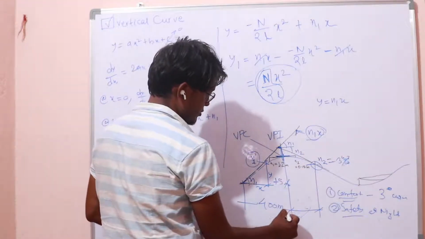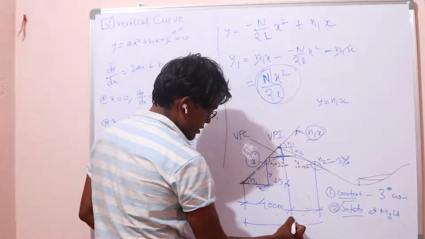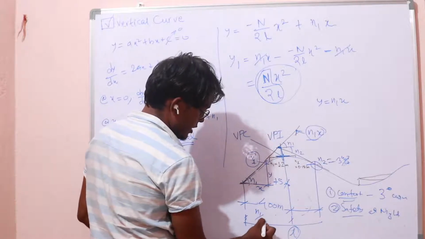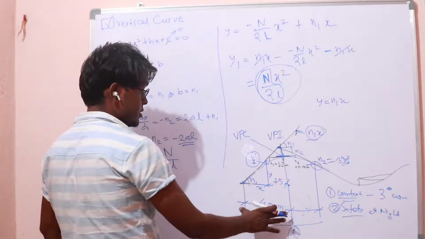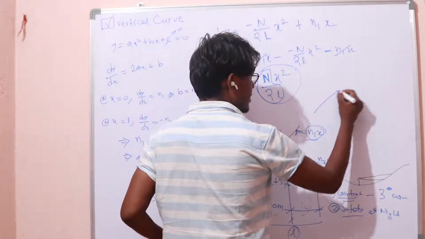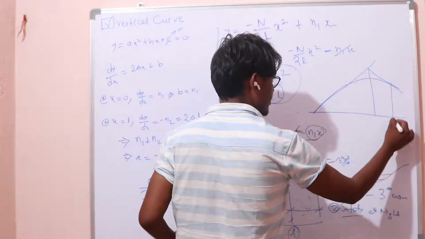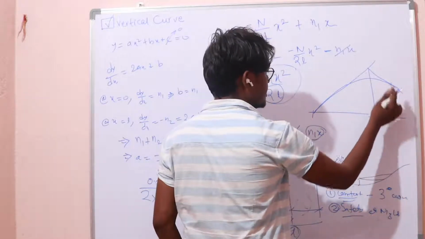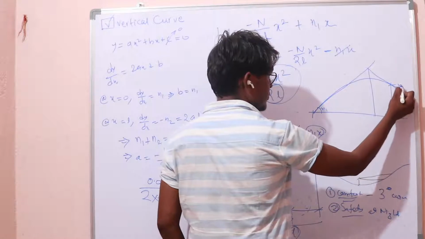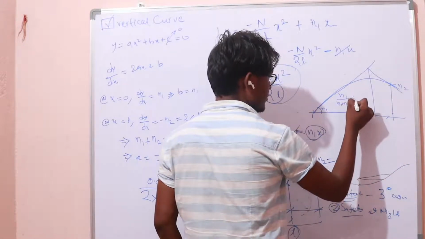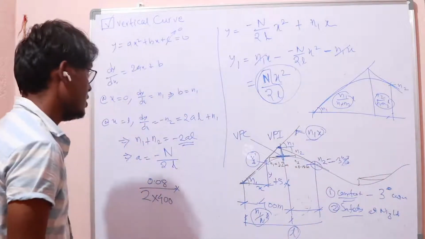X is this point. So actually, if total length is L, this length is given by n1 over total n into L. That is the value of x. Let's draw it here. If this is a curve, and these two distances are distributed such that this is n1 and this is n2, then this will be n1 over n1 plus n2 times L, and this will be n2 over n1 plus n2 times L. So we will put the value of x here.